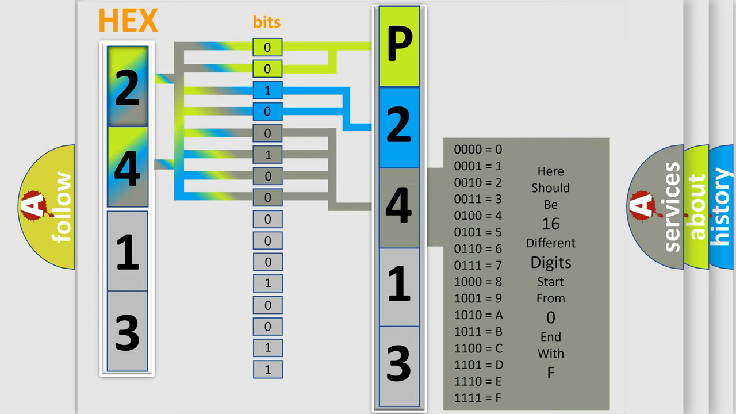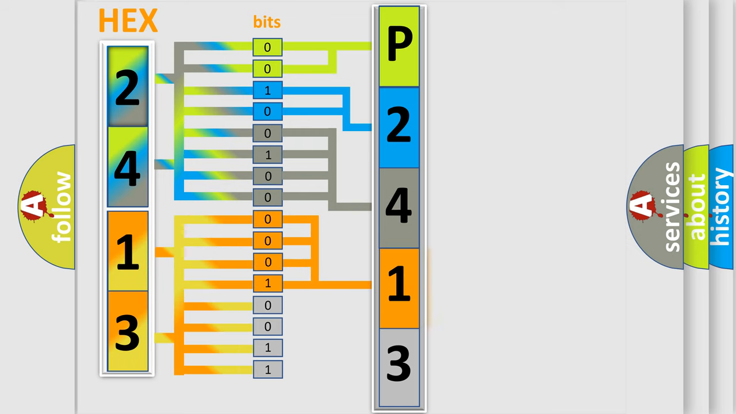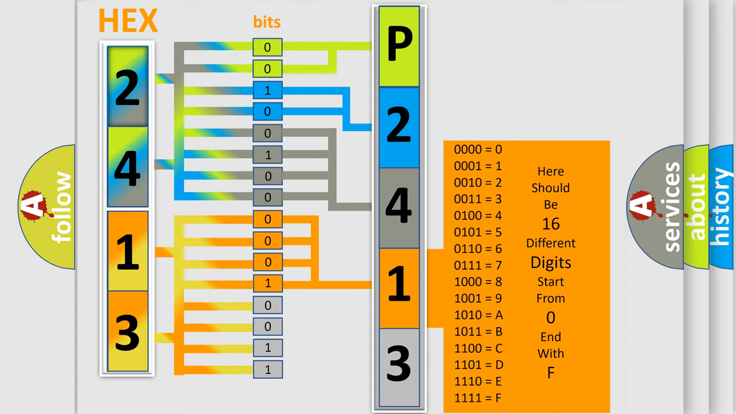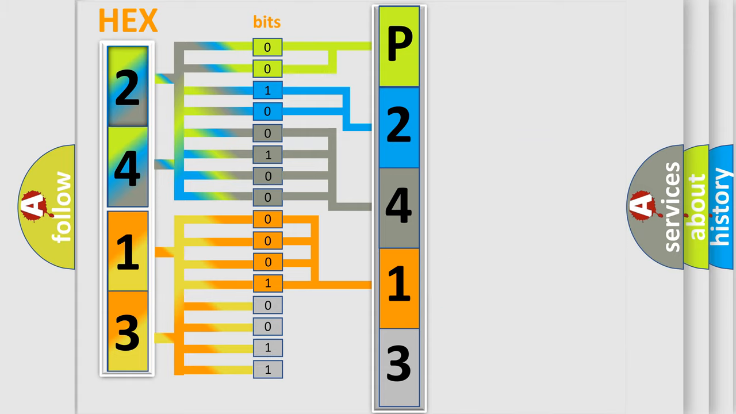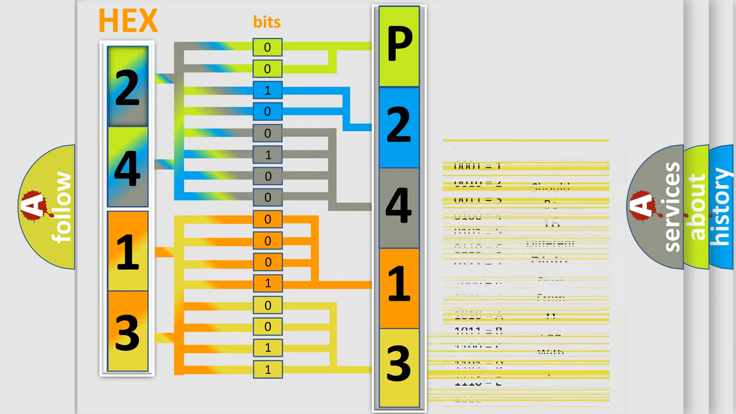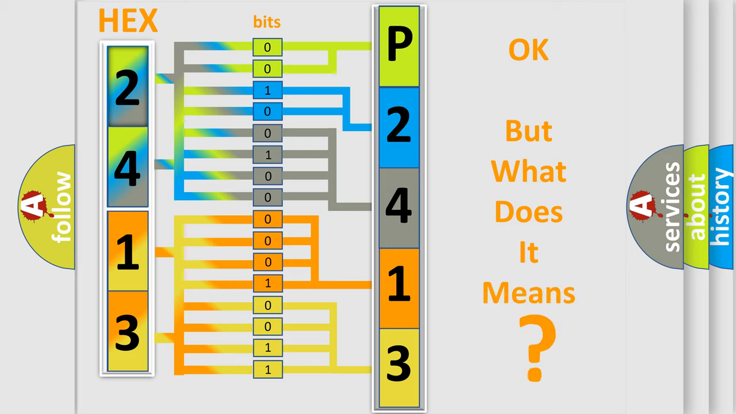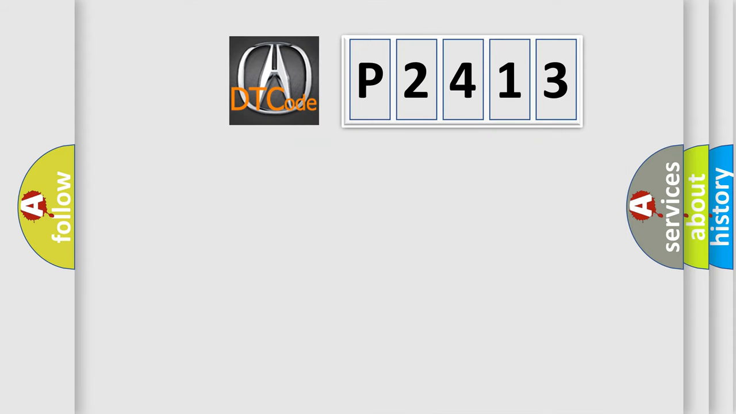The second byte is composed of a combination of 8 bits. The first 4 bits determine the fourth character of the code, and the combination of the last 4 bits defines the fifth character. A single byte conceals 256 possible combinations. We now know in what way the diagnostic tool translates the received information into a more comprehensible format. The number itself does not make sense to us if we cannot assign information to what it actually expresses. So, what does the diagnostic trouble code P2413 interpret specifically for Acura car manufacturers?